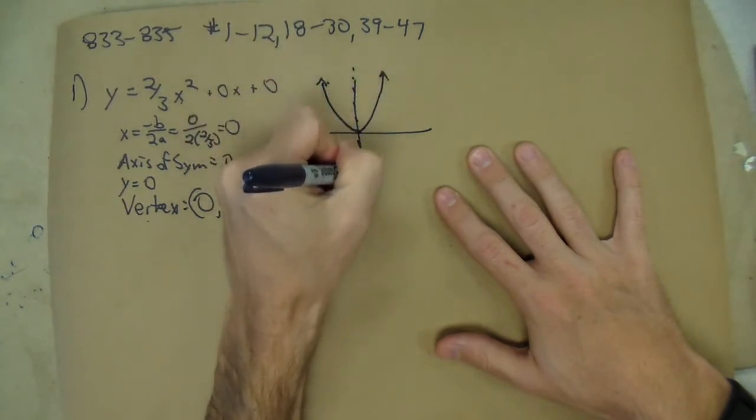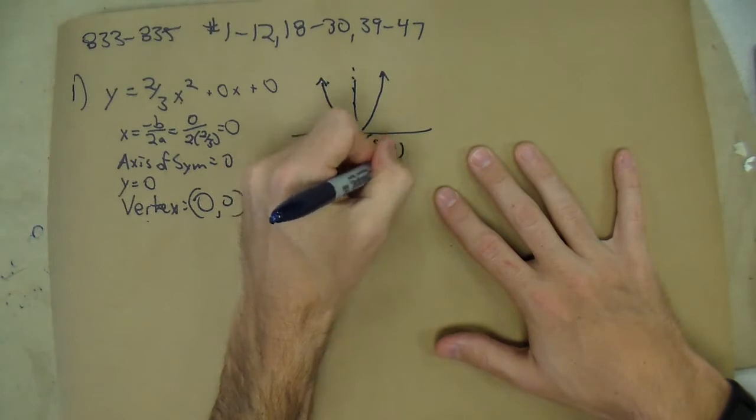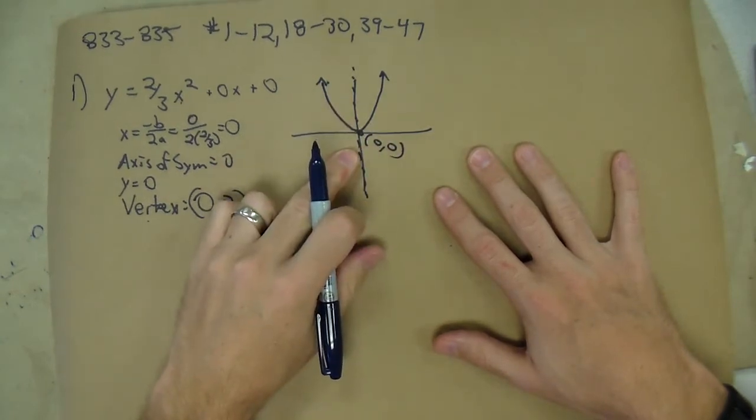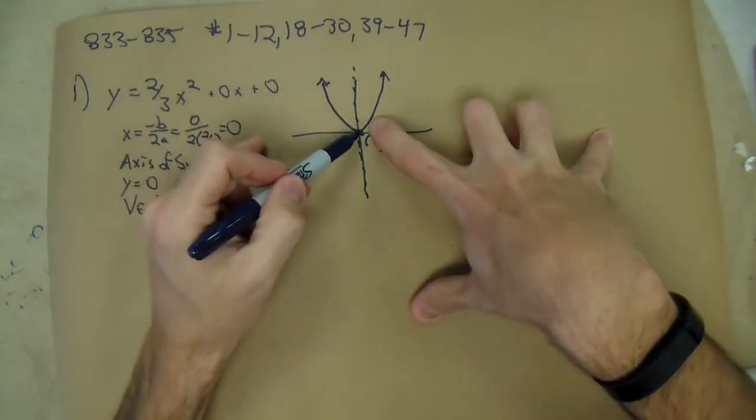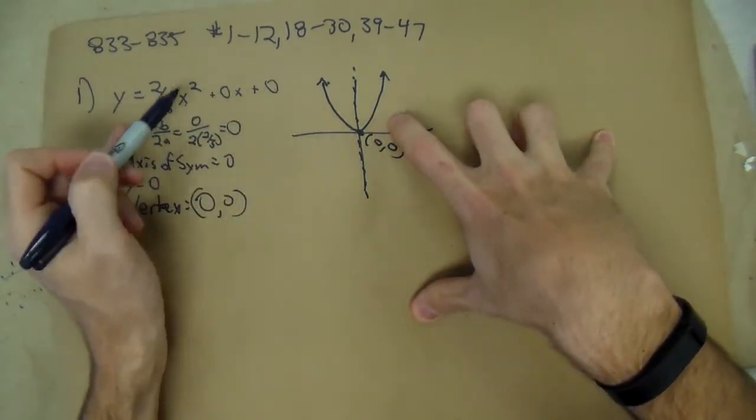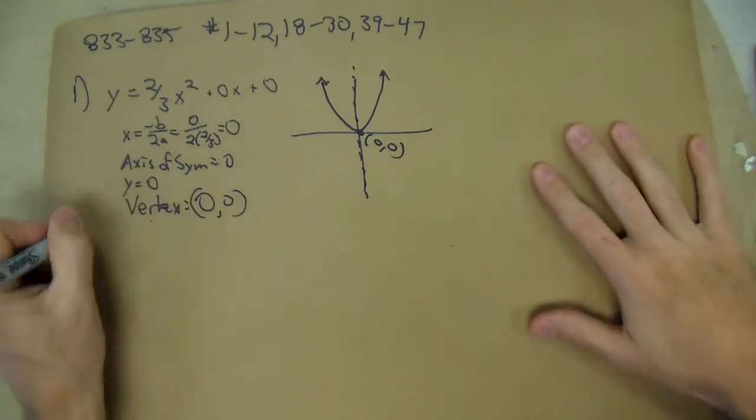So we go to sketch. Axis of symmetry is on the y-axis. Vertex is at 0, 0. That's the equation for 2/3 x squared. Now, what is different, since it is 2/3, it should be a little bit wider than if it was just x squared, but there's our sketch for that one.